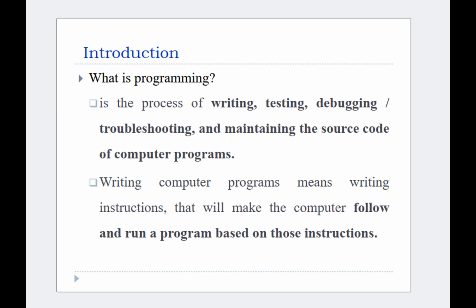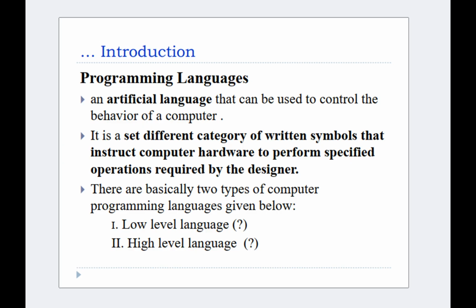What is programming? It is the process of writing, testing, debugging or troubleshooting, and maintaining the source code of computer programs. Writing computer programs means writing instructions that will make the computer follow and run a program based on those instructions. A programming language is an artificial language that can be used to control the behavior of a computer.